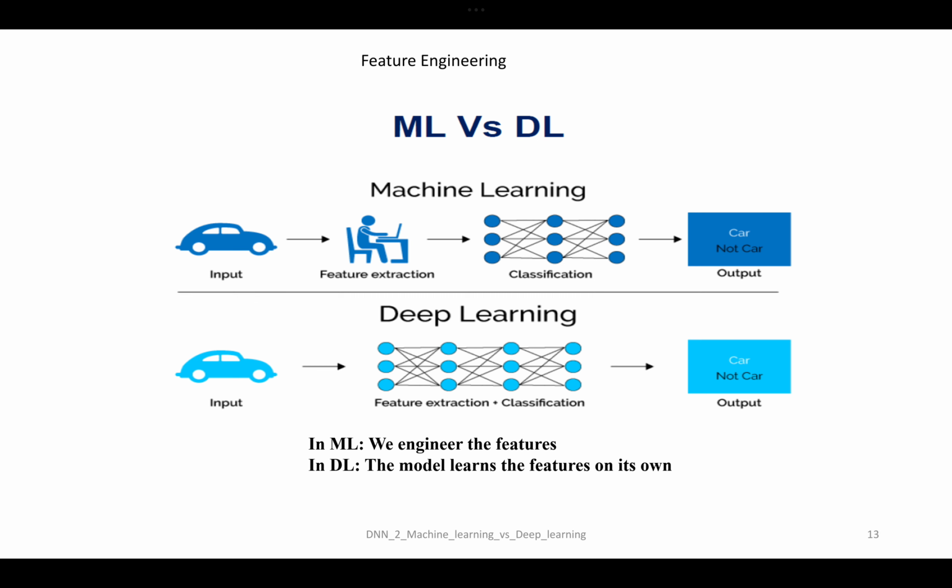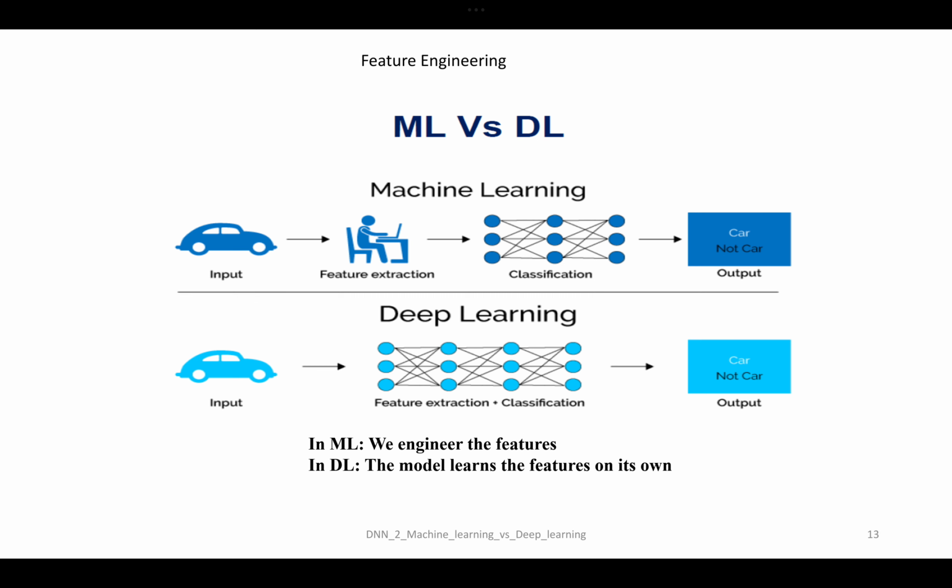So that's why deep learning is so powerful, but it needs way more data and computing power to figure things out. That's one big reason why deep learning needs a lot more data, because it's learning everything from scratch, including which features matter.